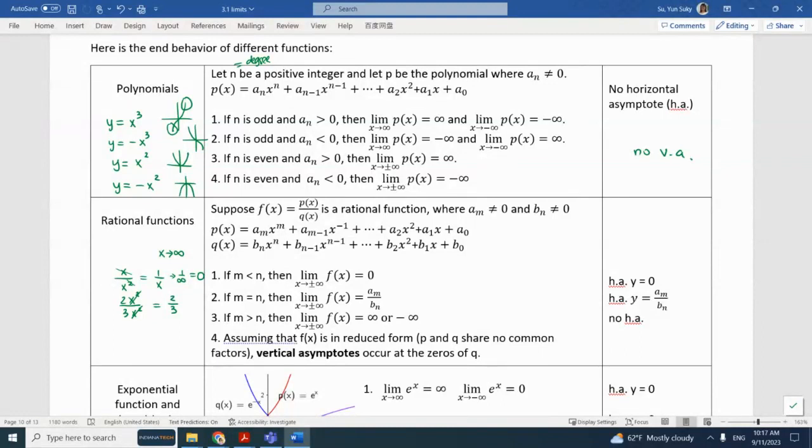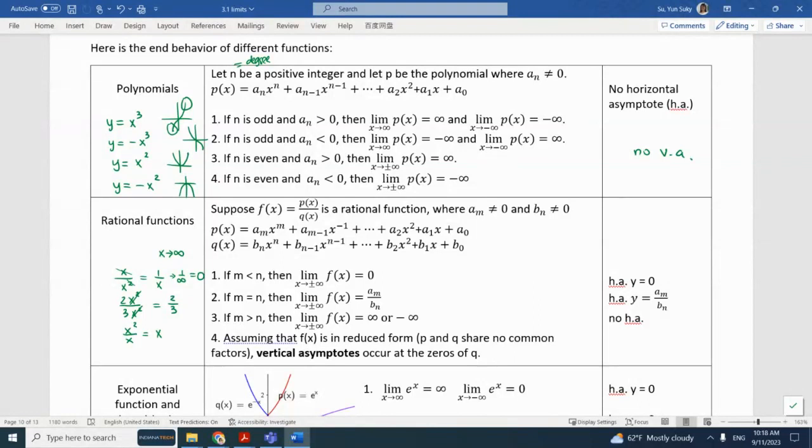Okay. If the numerator is bigger, like x squared over x, they cancel one copy of x, you still have an x left. Do you agree? When x goes to infinity, the x goes to infinity, right? So your limit will be infinity or minus infinity. In this case, no horizontal asymptotes. Okay, everybody?